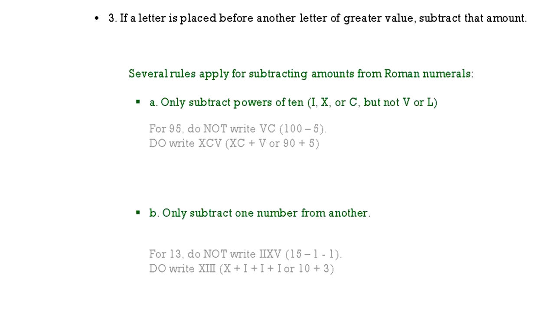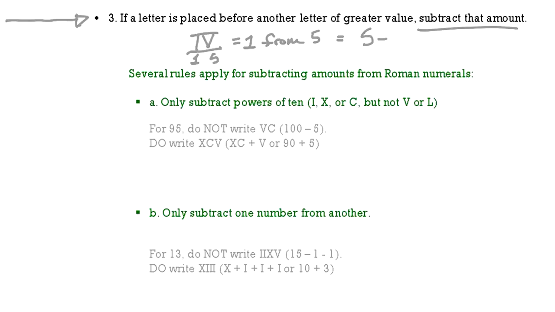Now, rule 3. If a letter is placed before a letter of greater value, so if we have a smaller number in front of a larger number, we'll subtract. And again, you're all familiar with the number 4. It's the I and then the V. So that's like the 1 and then the 5, right? What they're saying is take 1 from 5, or 1 less than 5, or 5 minus 1. So that's how that becomes 4. Okay?